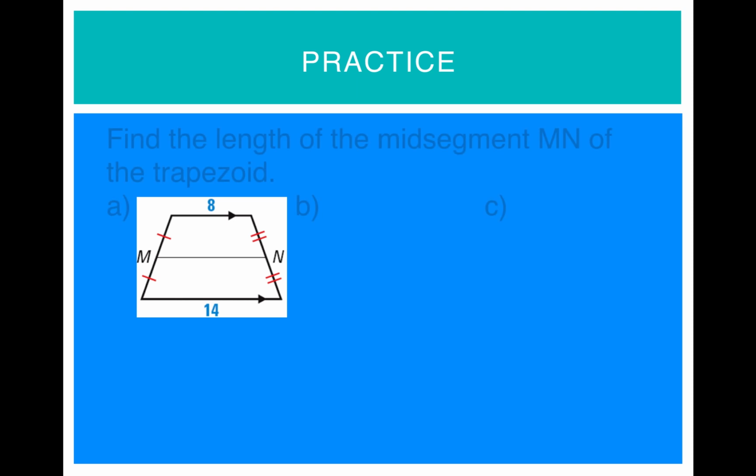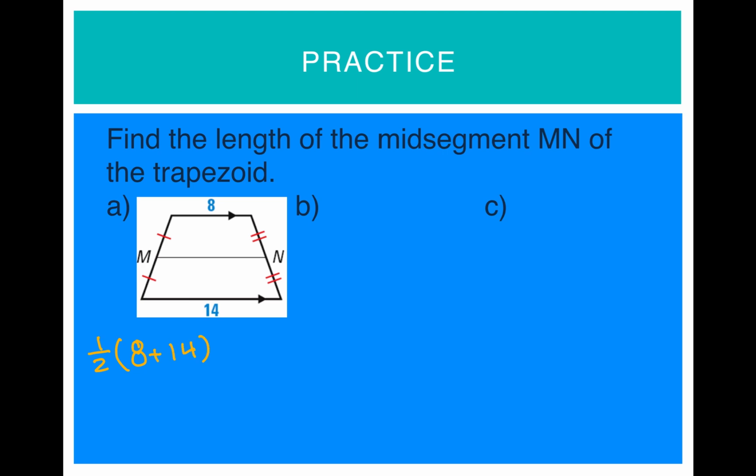Okay, let's practice this formula. Find the length of the midsegment MN in the trapezoid. I know that one base is 8, the other base is 14. To find the length of the midsegment, we're going to do 1/2 times 8 plus 14. Well, 8 plus 14 is 22. 1/2 times 22 is 11. So that length right here is 11.